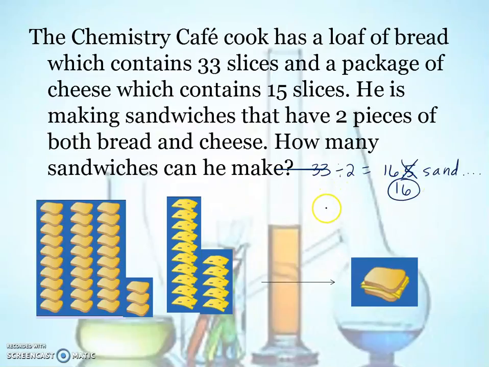With our cheese, we have 15 slices. We need 2 on each sandwich, right? So 15 divided by 2 gives us 7.5. But remember, we don't want a half, so we can make 7 sandwiches. So which one can we make? Can I actually make 16 complete sandwiches? No. I would have 7 complete sandwiches, and then I would have 9 bread sandwiches.